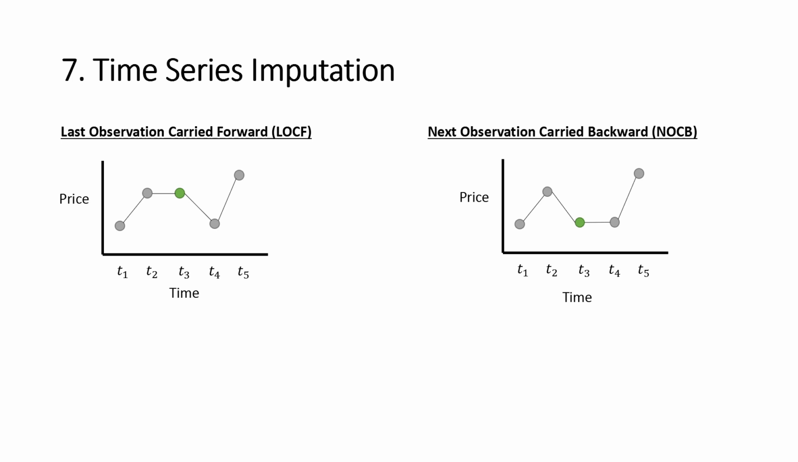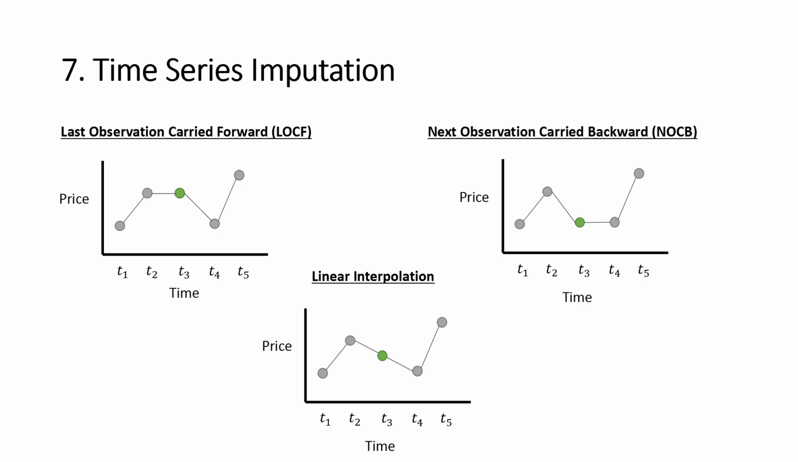Next, observation carried backward, again imputing at T3. We take the point at T4 and carry it backwards to T3 as our imputation value. Lastly, we can look at linear interpolation, where we draw a straight line between our previous and next available data points. We then impute on this line at t equals 3. Last observation carried forward and next observation carried backward are both simple and easy to implement, however they do not consider the pattern of the data. Linear interpolation, however, does consider the pattern of the data, but is not effective on seasonal data.